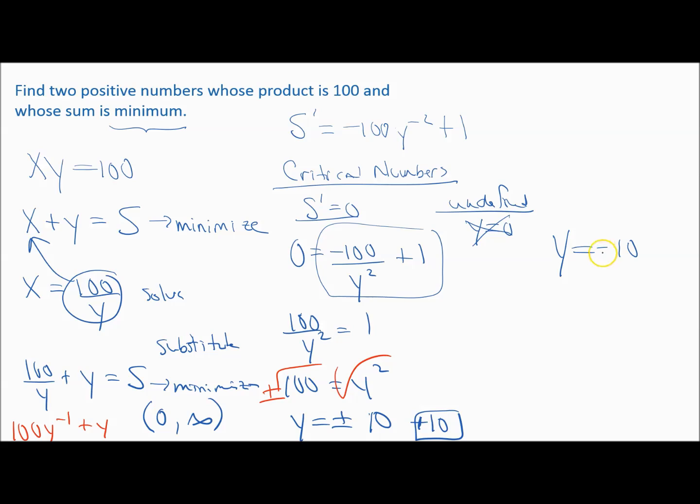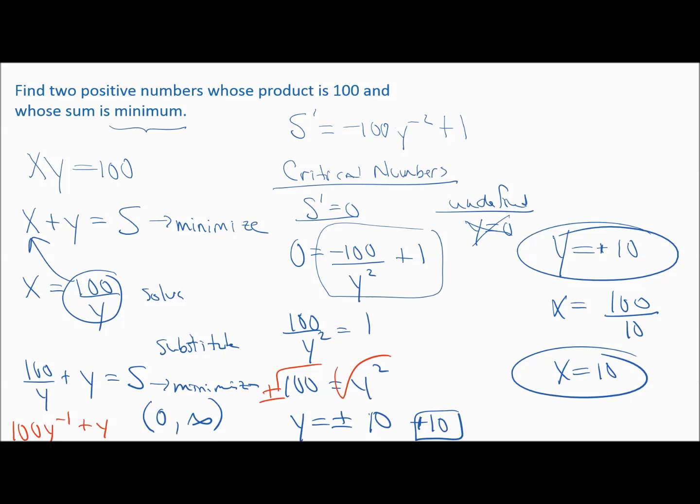It's positive 10. Goodness gracious. So x is equal to 100 over y, so x is equal to 10. So we have our two numbers. They're both 10. Now let's think about this.